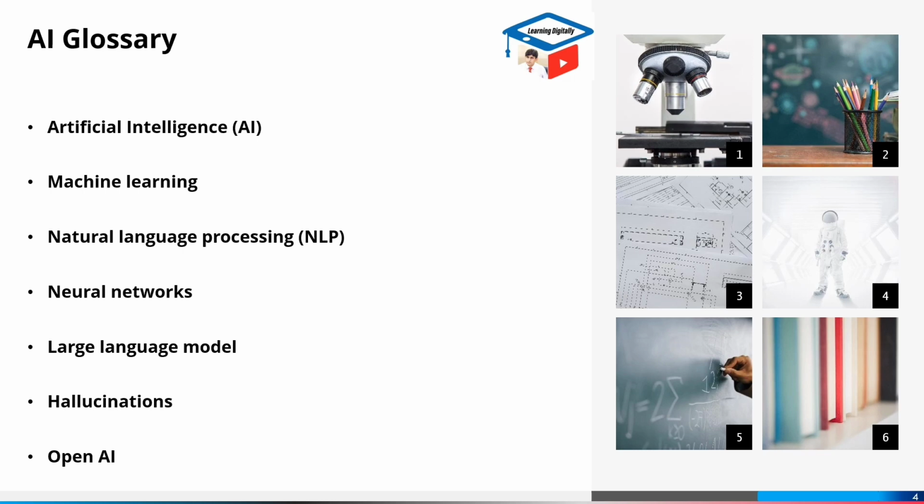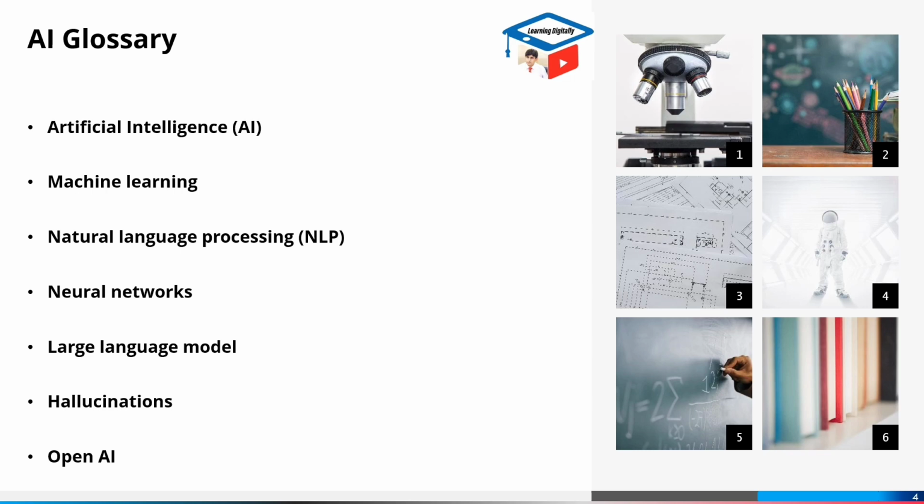Third important term is natural language processing, commonly called NLP. NLP is a type of AI that allows machines to understand and interpret human languages. It is used in applications such as virtual assistants, chatbots, and language translation. Then neural networks. Neural networks are a type of AI that is modeled after the structure of the human brain. They are used in applications such as image recognition, natural language processing, and speech recognition.